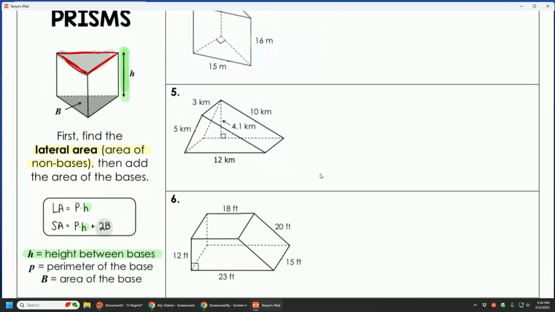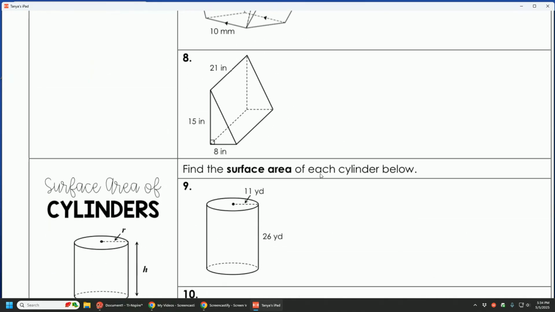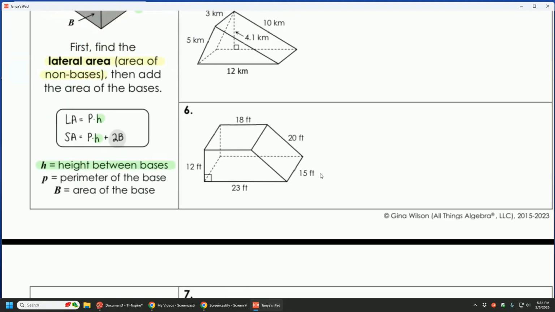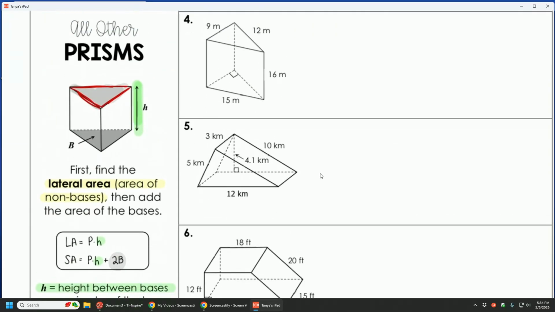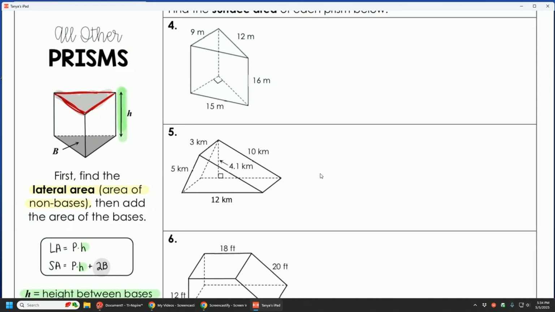Okay, so in this section, I think we have 6 examples. There are 3 in the front, and then there are 2 back here. So actually we have 5 examples. We're going to do 3 of them together, and then I'm going to leave 2 of them blank that I want you guys to try on your own. So let's look at number 4.